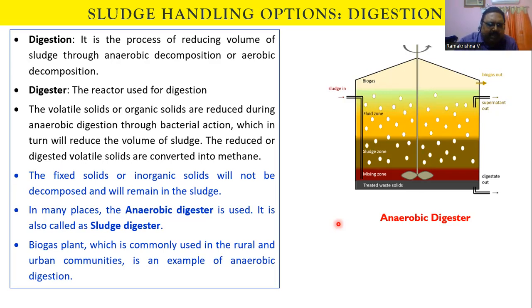So this digester which is used for anaerobic digestion is called an anaerobic digester, also called a sludge digester. A biogas plant is based on this anaerobic digestion principle. It is used to generate gas from cow dung or any other agricultural waste material or food waste materials.